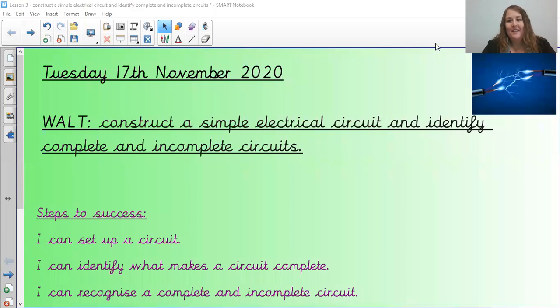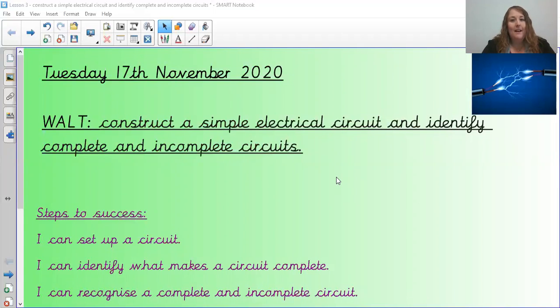Hello Year 4, this is your science lesson for today. As you know, both classes have been looking at electricity and we've looked so far at how we get electricity and the two main types of electricity we use being mains and battery. But today we're actually going to be constructing electrical circuits. So you can see from this page that our want is to construct a simple electrical circuit, and we're going to identify complete and incomplete circuits.